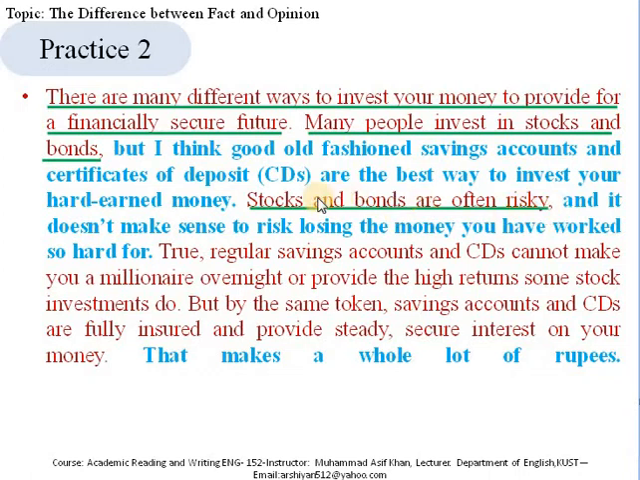This is not a complete sentence. This statement is a part of a complex sentence, and the writer says that it does not make sense to risk losing the money you have worked so hard for. Again, this is the opinion. This is not fact. Okay? Because we can debate on this, that it does not make sense to risk losing the money you have worked so hard for. This is the opinion of the writer.